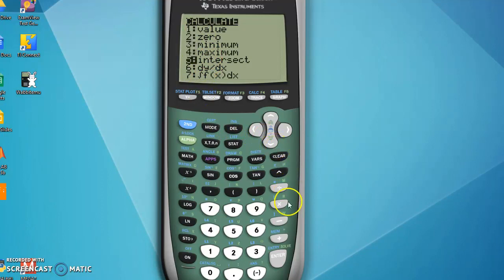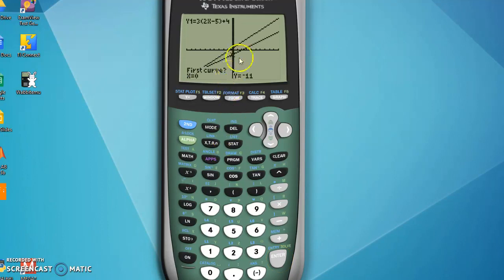We want to find out where those two things are equal, or where those two lines intersect. So we hit enter on the intersect key. We select our first curve, which is just one of our lines, then select our second curve, which is our second line, hitting enter both times. If you want to guess, you can move the cursor down towards where that intersection is. I never do. Just hit the enter button, and it'll tell you that the intersection is at negative 8.5.